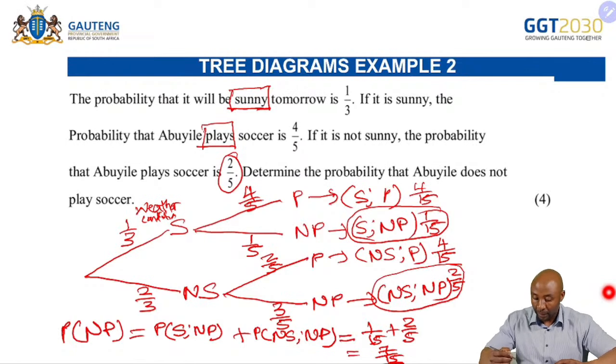We get our 4 marks. Coming up with your tree diagram and determining the outcomes, we get our 2 marks. Knowing that we are supposed to add the probabilities, we get a mark. And the final answer, that's where the 4th mark goes.